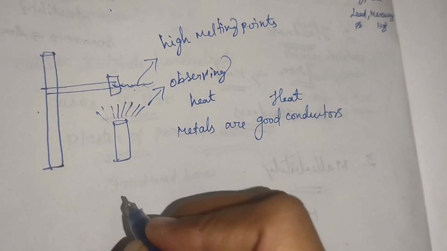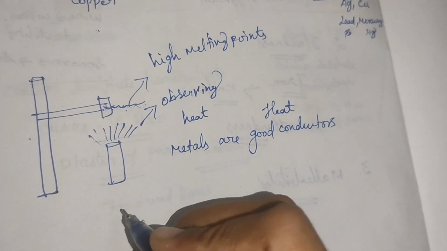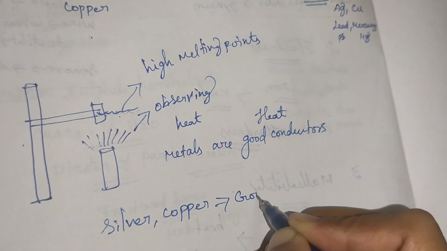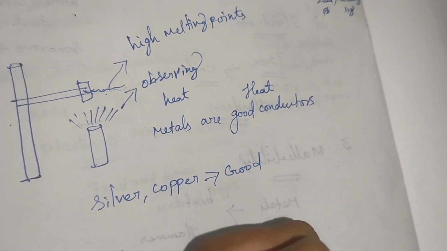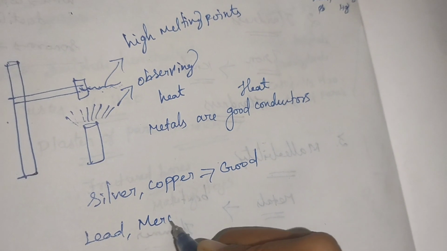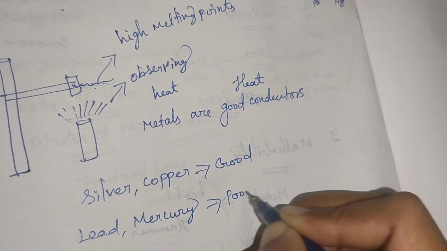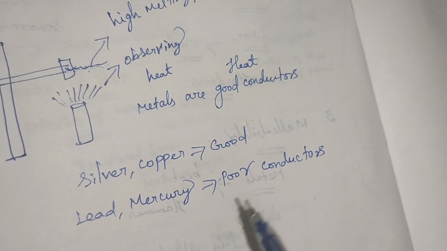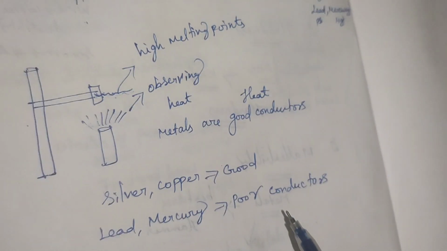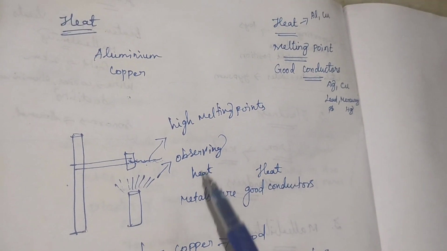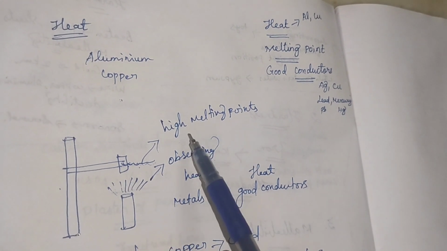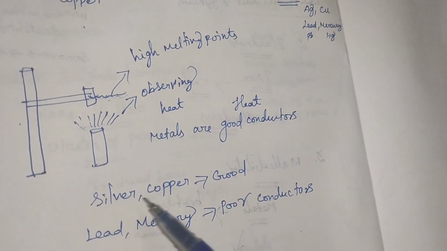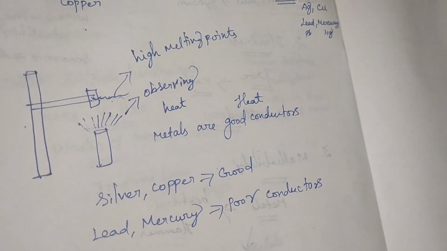Some examples of good heat conductors are silver and copper, which absorb heat very fast. But lead and mercury are poor conductors; they absorb heat very slowly. So from this experiment we observe that metals have a high melting point and absorb heat well. Silver and copper are good conductors, and lead and mercury are very poor conductors.